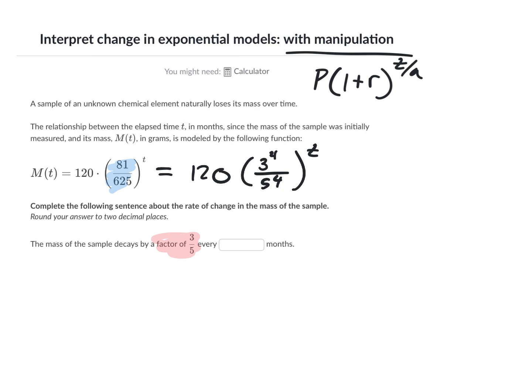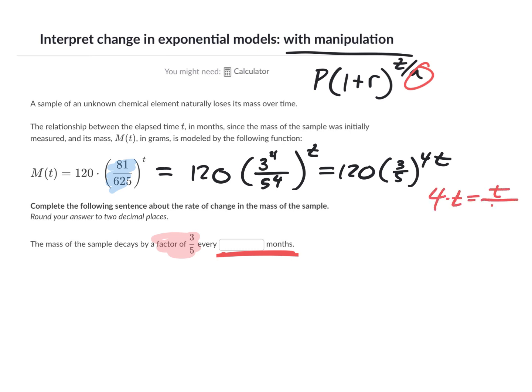And if that's true, then we could just kind of pull this 4 outside. They have the same exponent, so we're allowed to write it as 120 times 3/5 to the 4, and then it would just be multiplied by that t outside. Now, what they're really looking for here is the a value, right? But it's a little bit confusing because the a is the number underneath, and right now it's being multiplied. It's not underneath. So you need to look at this equation and think, okay, what would this look like with the a underneath? Well, multiplying by 4 is the same thing as dividing by its reciprocal 1/4. So the a value here is 1/4.